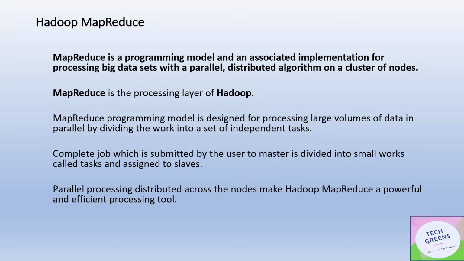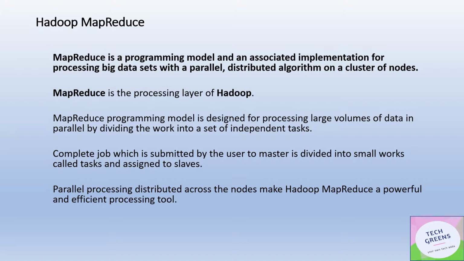So guys, what is MapReduce? MapReduce is a programming model and an associated implementation of this model provided by Hadoop to do the processing of big data sets in a parallel, distributed way on a cluster of nodes. So it defines a programming model which is divided into two sets of operations. One is the map operation and the second is the reduce operation.